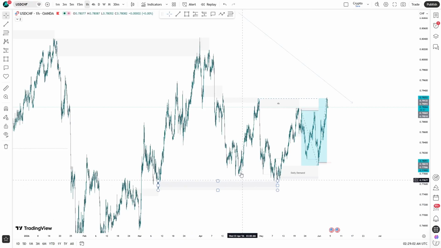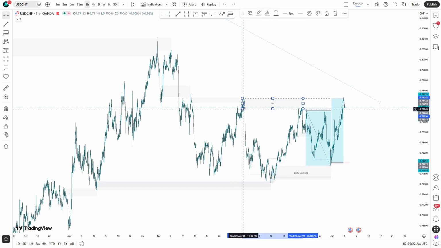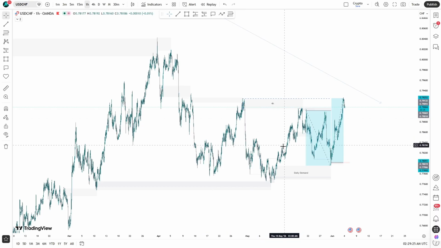So we are on a downtrend here. We mitigated a demand zone. After mitigating that demand zone, we had a change of character and a daily order block here. And before that, we had a 4-hour supply zone. For this analysis, we are going to look at both the buy and the sell.